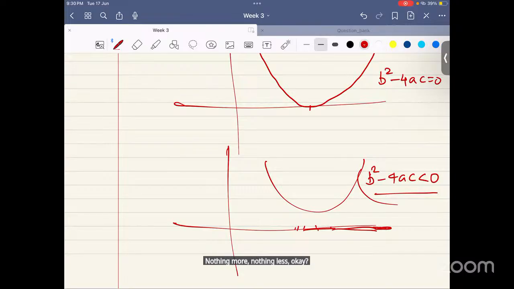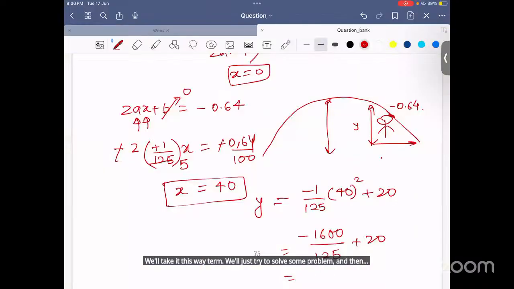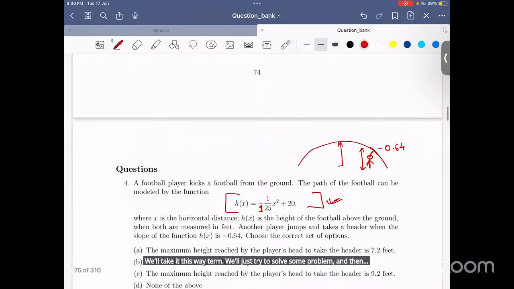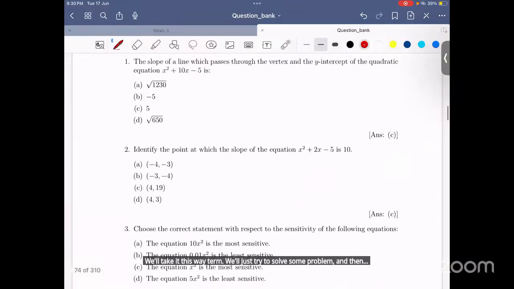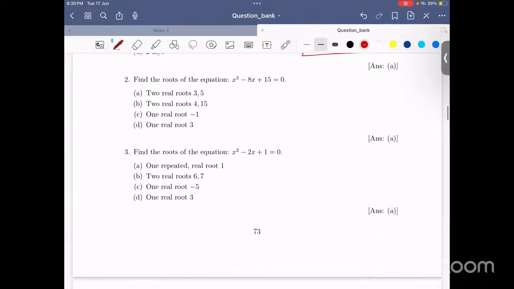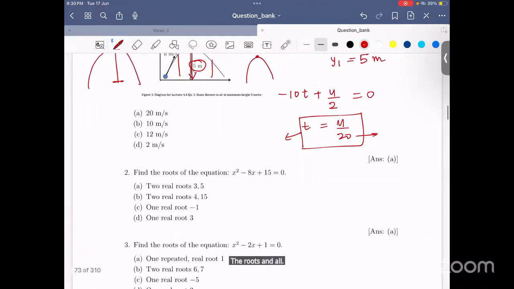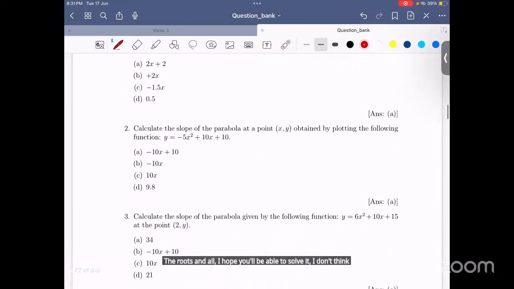Sir, I have a doubt from the graded assignment of week 1. Can you take it? We'll take it, just wait. We'll try to solve some problems first. The roots and all, I hope you'll be able to solve it. I don't think there will be any issue.